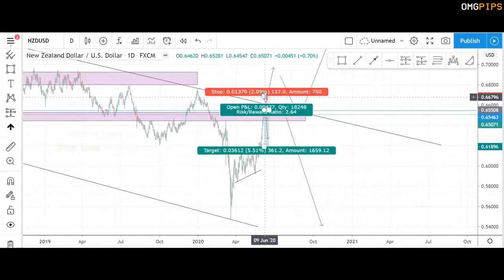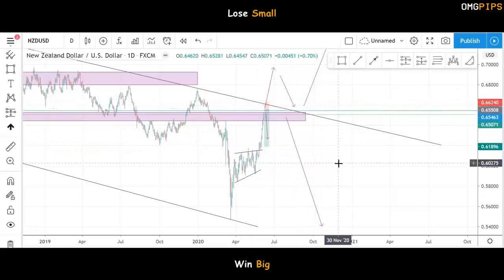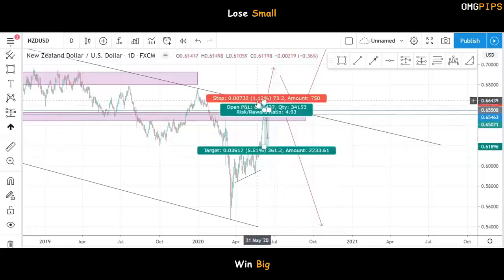You have to make sure that you always have stop loss in place, so that when you're wrong, you only lose a small portion. However, when you are right, you win a bigger portion than your losses.